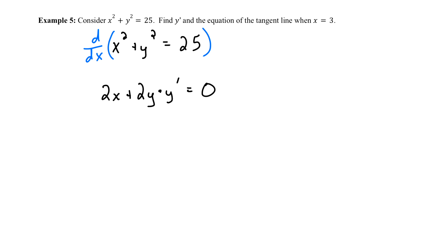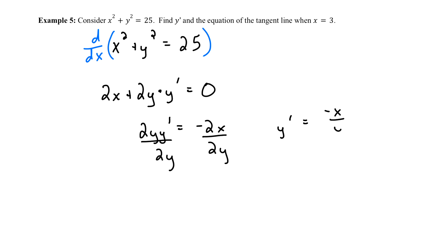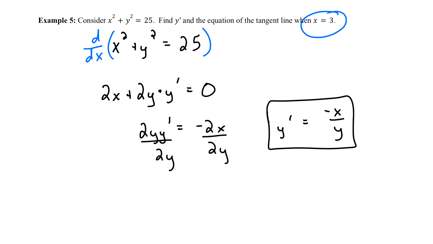So this shouldn't be too bad to solve for y prime. I've got 2x plus 2y y prime equals 0, so let's move that 2x over. 2y y prime is equal to negative 2x, and then if I divide by 2y, I end up with y prime equals negative x over y if I cancel out my 2's. So that derivative wasn't too challenging to find. My next step then would be to find the equation of the tangent line when x is equal to 3.